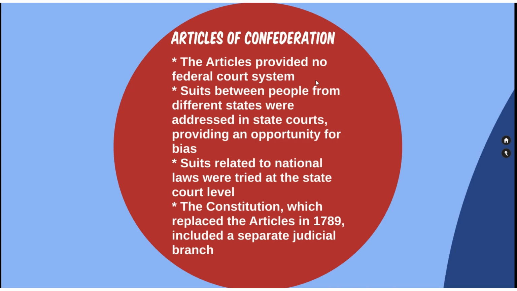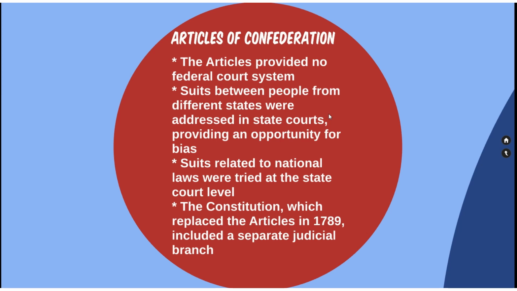And so essentially, each one of the 13 states had their own court system. Under the original organization of the United States, under the Articles, the Americans were dependent upon the state court systems. So suits between people from different states were addressed in state courts, and this was perceived as an opportunity for bias.